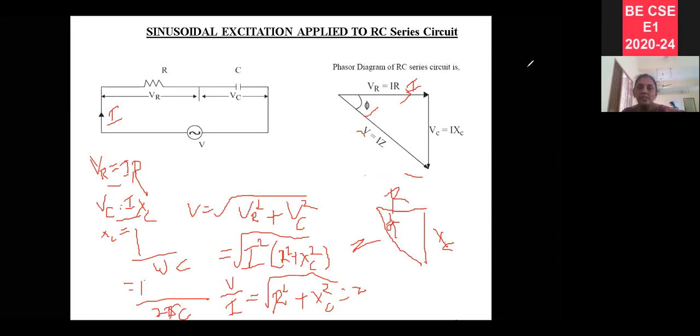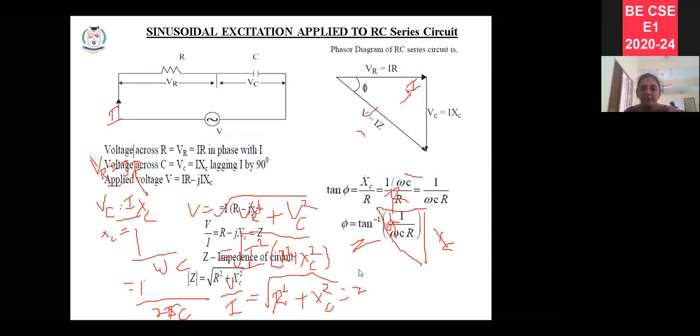Next, the apparent power, or complex power. The unit here is volt ampere. And the formula for complex power is V into I, or you can put square root of P square plus Q square. These are the important formulas for the RC circuit.